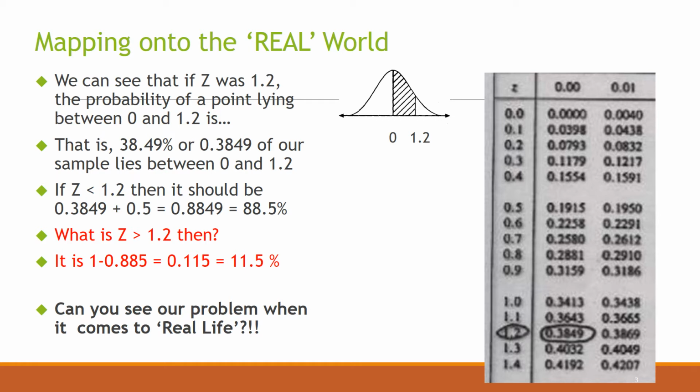What if we want to find out whether it is more than 1.2? It is very simple, because we know the total area of this curve is 1. We can calculate 1 minus 0.8849, then it becomes 0.115, 11.5%. You can visualize that beyond 1.2, the right hand side portion will be 11.5%. It is very simple. But now the real problem starts.